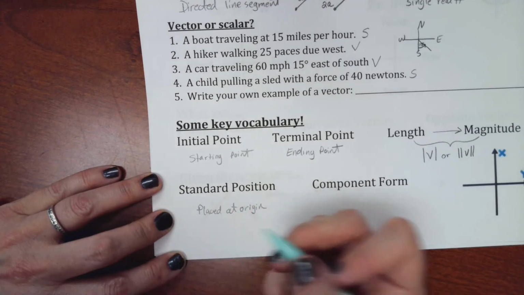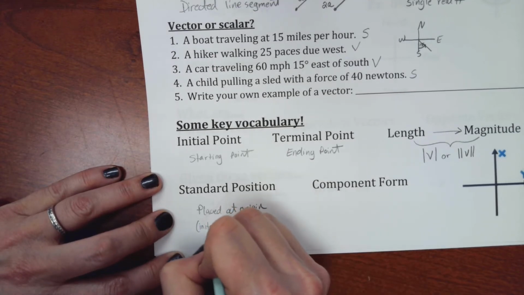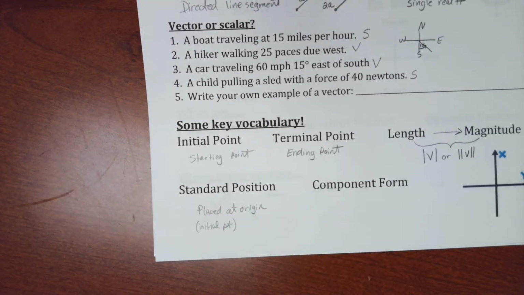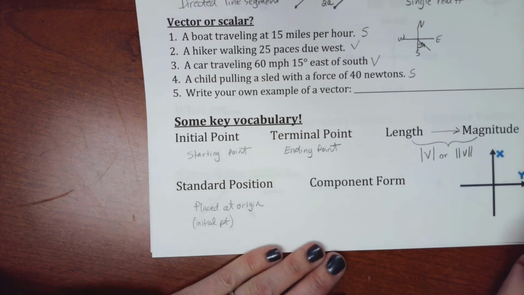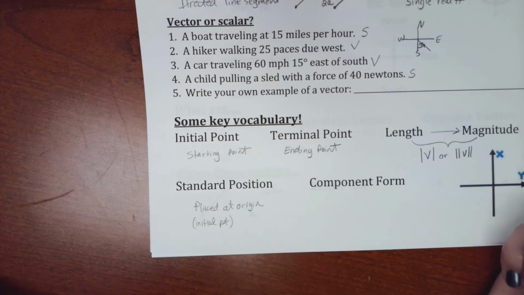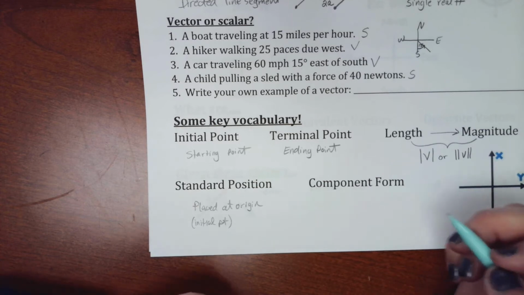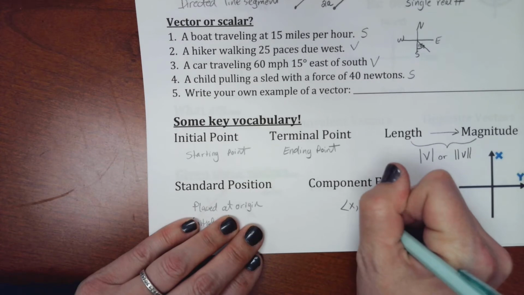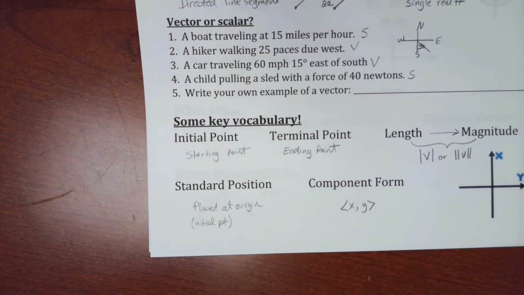So basically the starting place, the initial point, is the origin. Okay, so what we often do if we have a vector that is not in standard position, we can make it in standard position by doing what's called a component form. So this would be the x and the y value of your vector, and we'll talk more about that later.